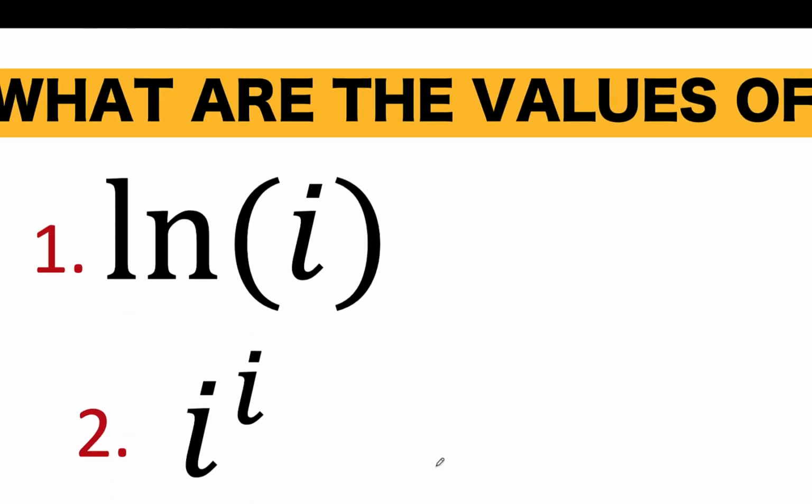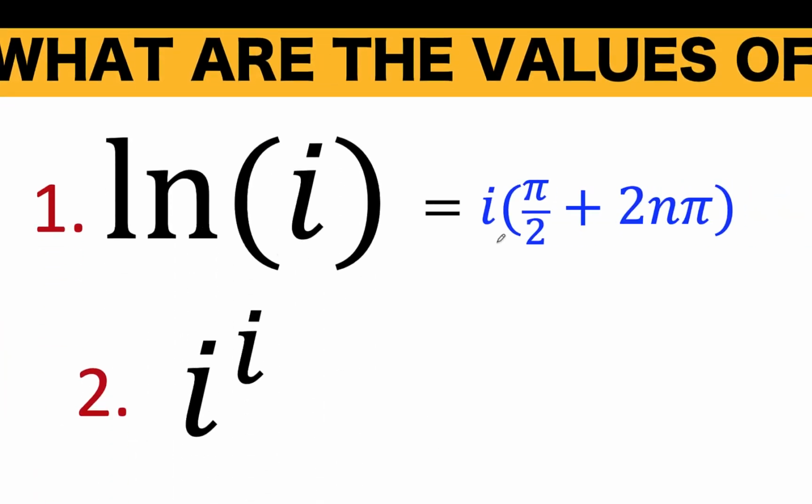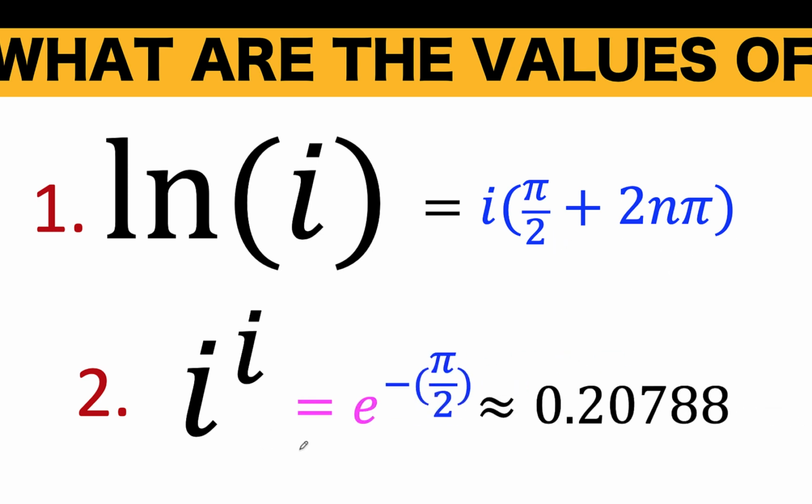And so going back to our main questions, for the first question, ln of i is equal to i times the quantity pi over 2 plus 2n pi, and i raised to i is equal to e raised to negative pi over 2, which is approximately equal to 0.20788. But since this is a multi-valued expression, you can also get other values by replacing the angle by multiples of 2n pi. You just let n be equal to 1, 2, 3, 4, and compute the corresponding value using this formula. And so, we are done.